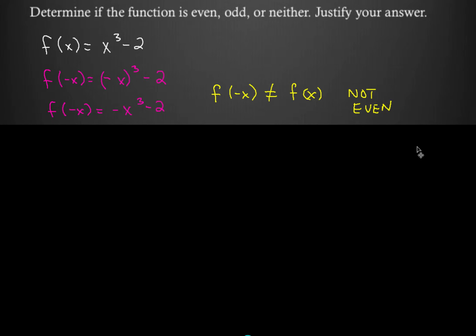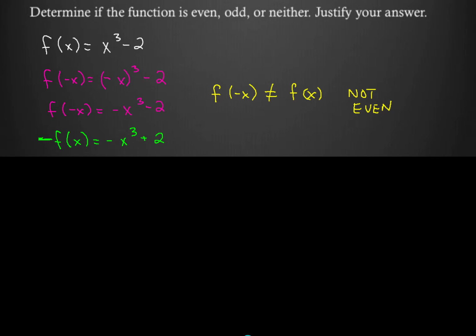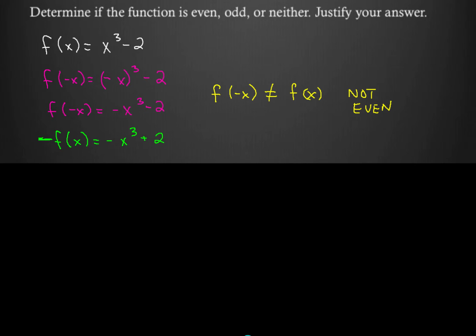So what I do next is I take the opposite of every term in my original function, f of x, and that is just going to mean that I have to switch the signs of every single term. So x cubed becomes negative x cubed, and minus 2 simply becomes adding 2. So what I'm going to do now is compare that again. I'm going to compare f of negative x with the opposite of f of x, and those aren't the same either. So that means my function is not going to be odd.